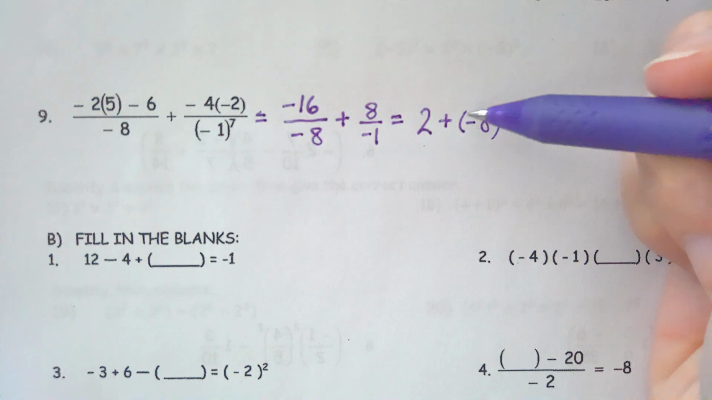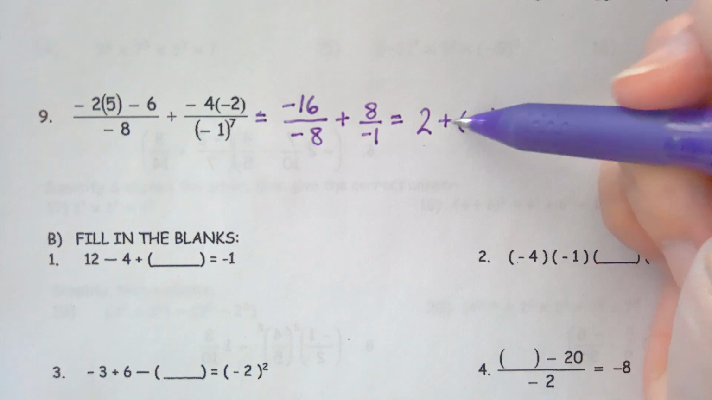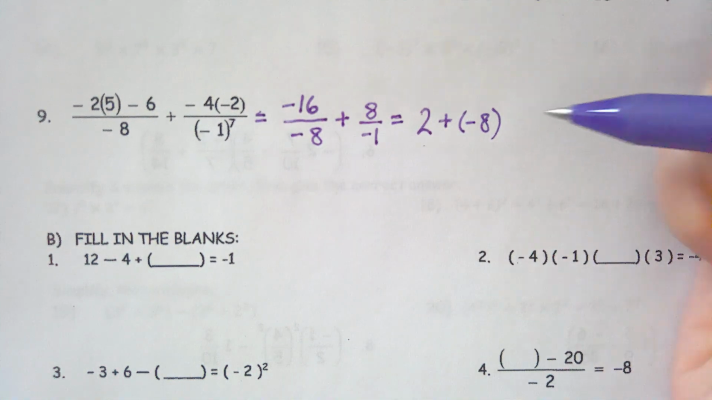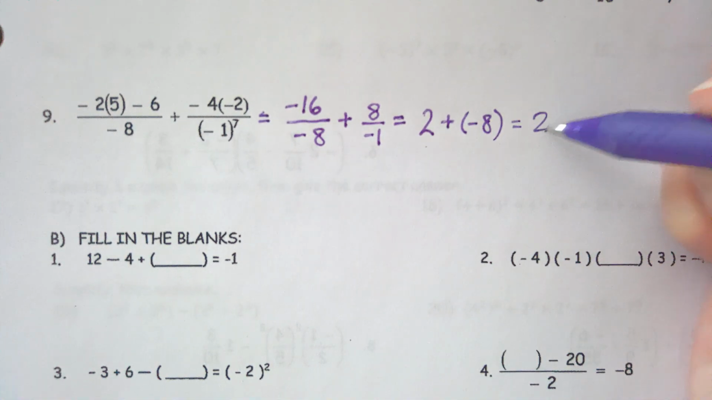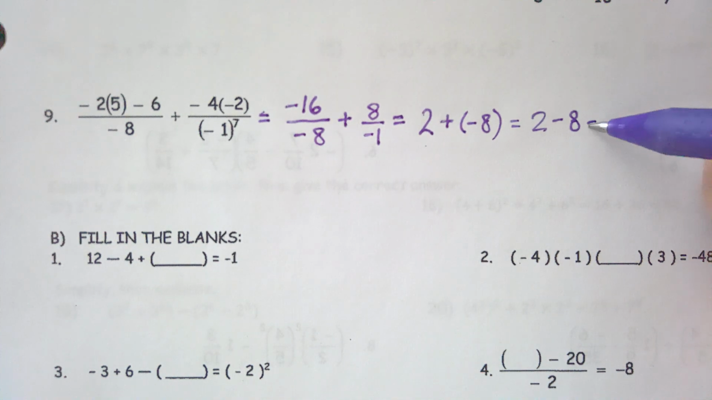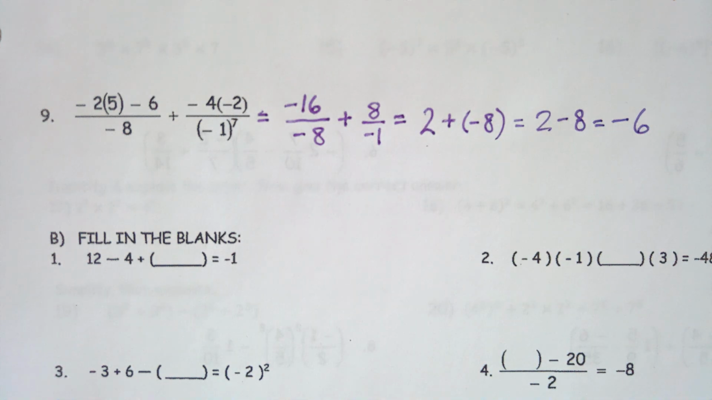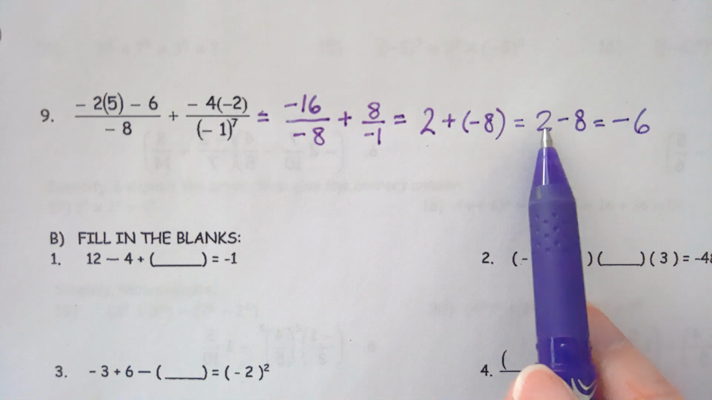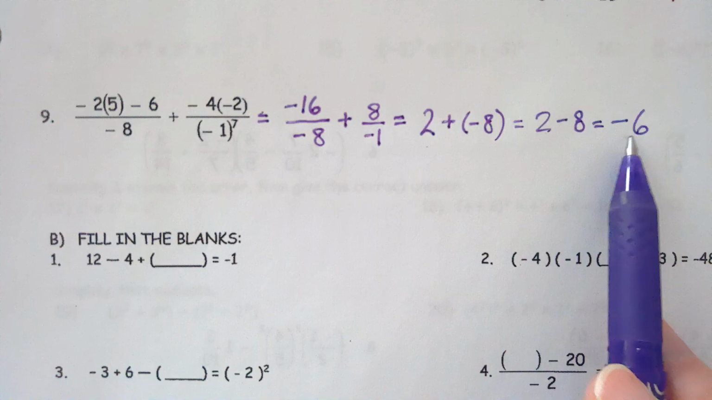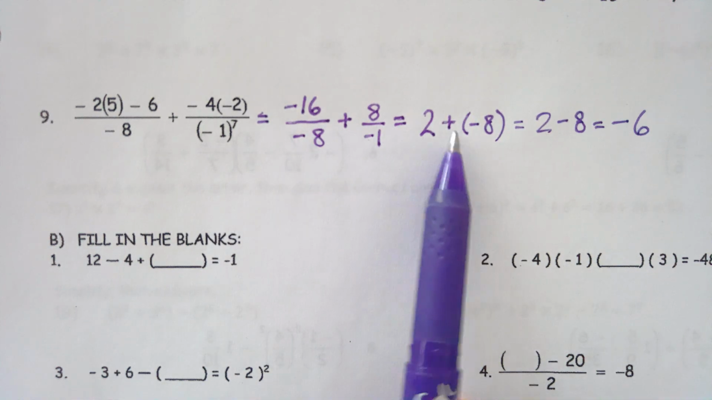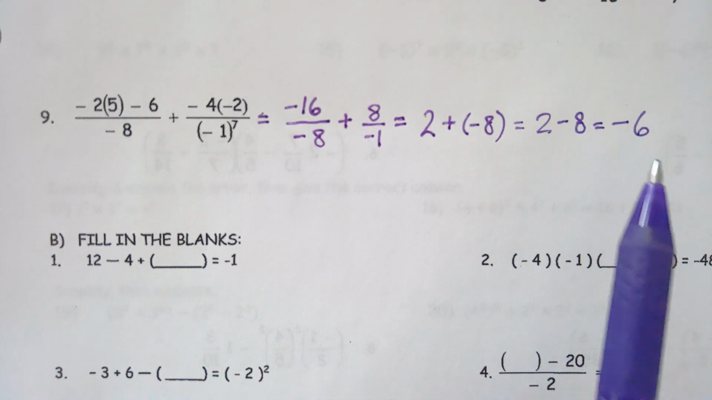2 plus -8 is just 2 minus 8, because the plus and the minus you can combine. So if I were to write this out fully, it will be like this. And so when you subtract, you get -6. I have $2. I spent $8. So that means I'm in debt by $6. So -6.